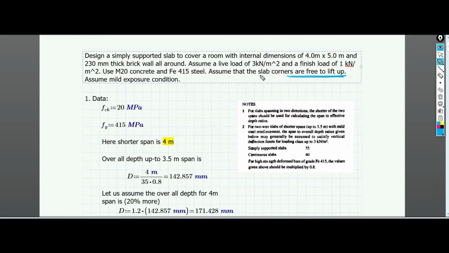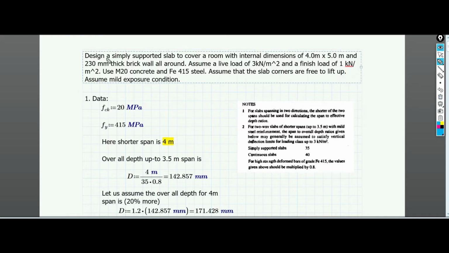And if it says that the slab corners are not allowed to lift up, in that case you can say these are fixed. And if it is fixed, then you have to take care of the torsion that will develop in the slab. Okay.